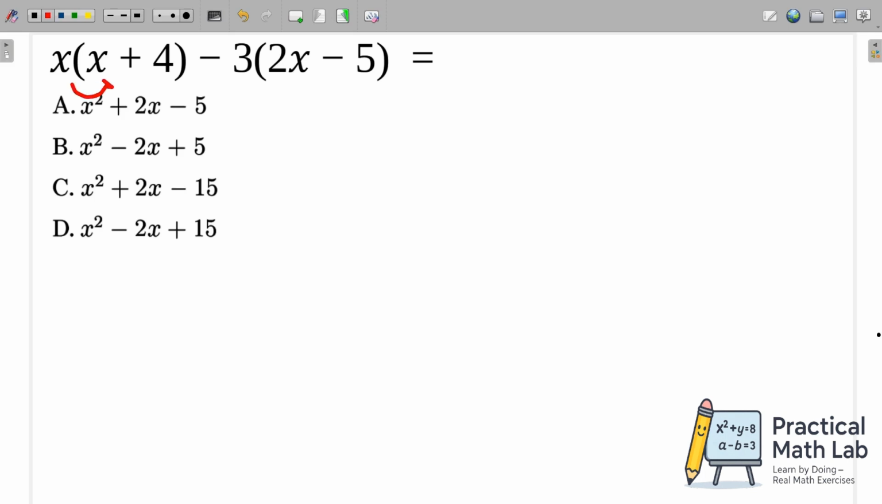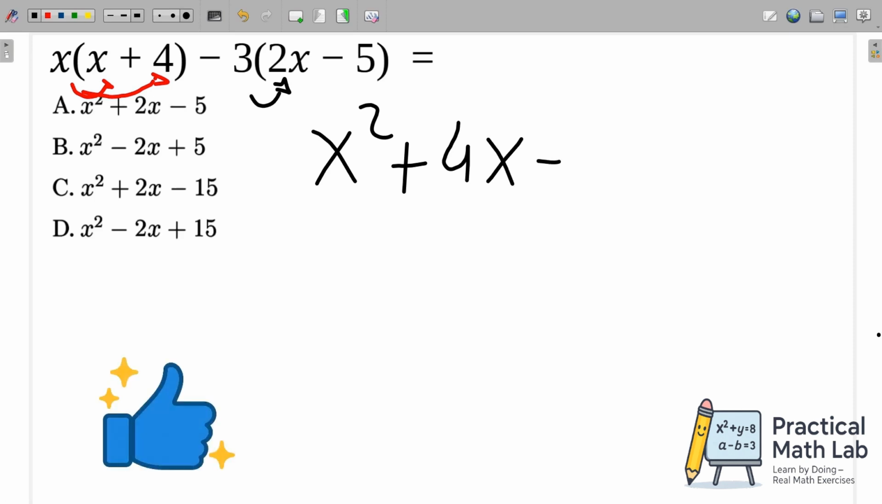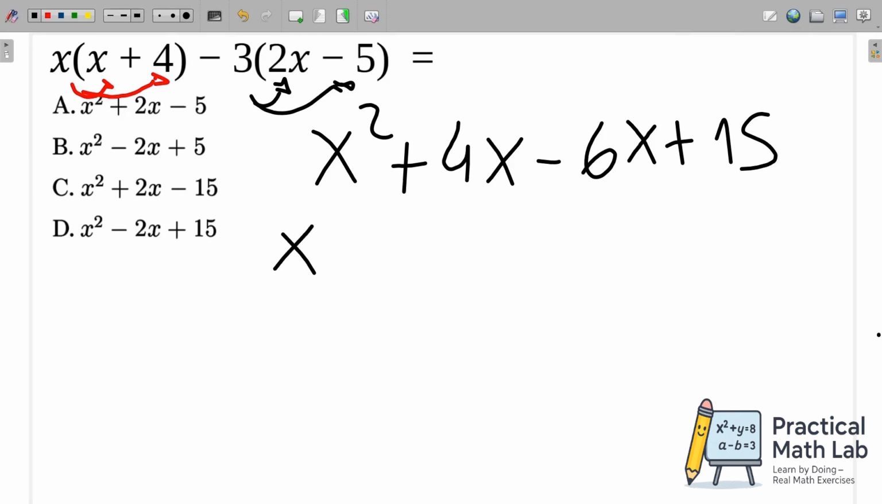X times x, and then x times 4. X times x equals x squared. X times 4 equals 4x. So x squared plus 4x, minus 3 times 2x equals minus 6x. Minus 3 times minus 5 equals plus 15. 3 times 5 is 15, and a negative times a negative gives a positive. So it ended up as x squared, minus 2x plus 15.